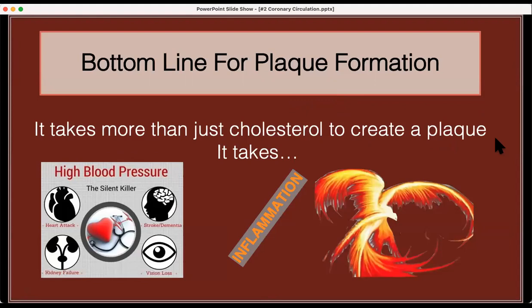So for plaque formation, the bottom line is two things: high blood pressure, and not just high blood pressure all the time, but bouts of high blood pressure that you get under periods of stress. So it takes more than cholesterol, it takes high blood pressure, and it also takes inflammation.